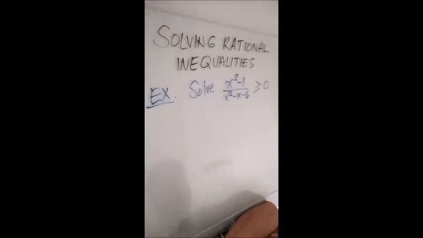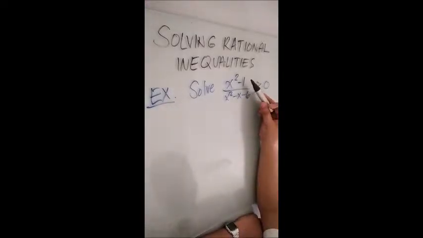This is a continuation of what we discussed last meeting. We have an example. We're going to solve (x squared minus 1) over (x squared minus x minus 6) is greater than or equal to 0. The first thing we are going to do is factor out the numerator and denominator.